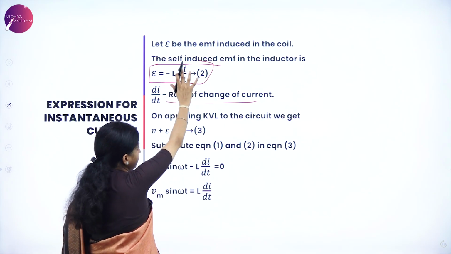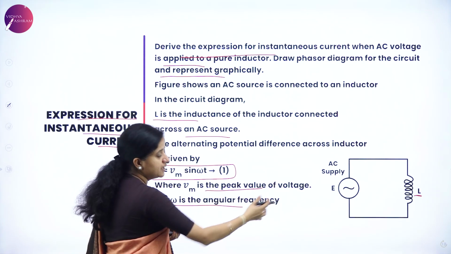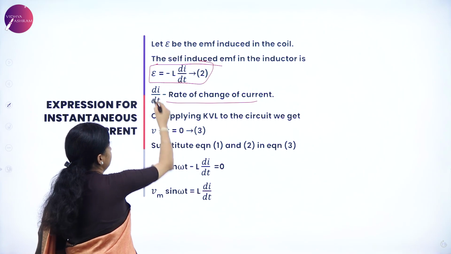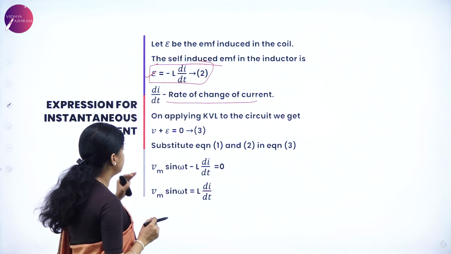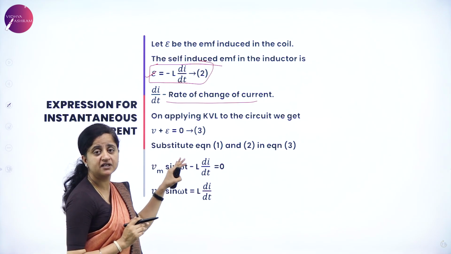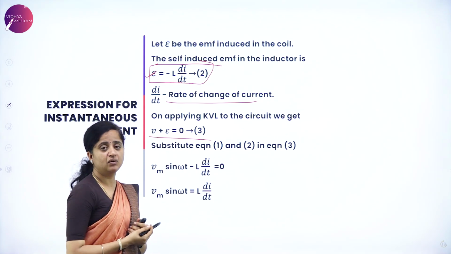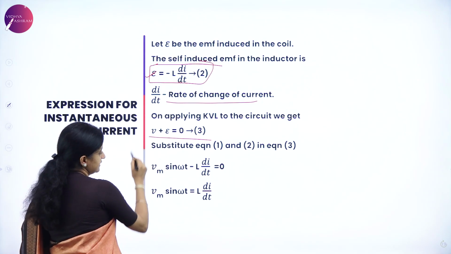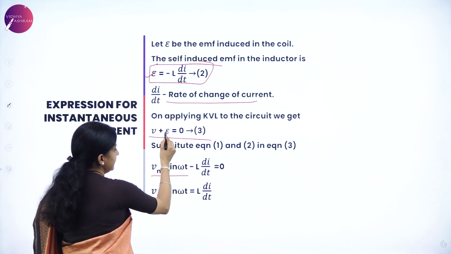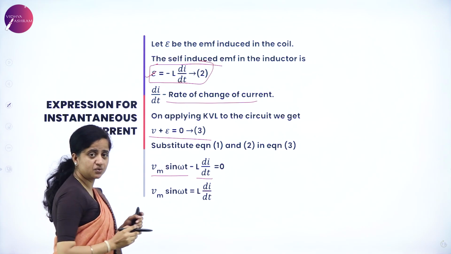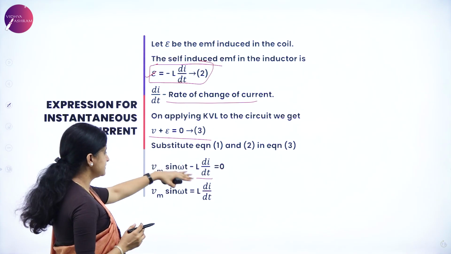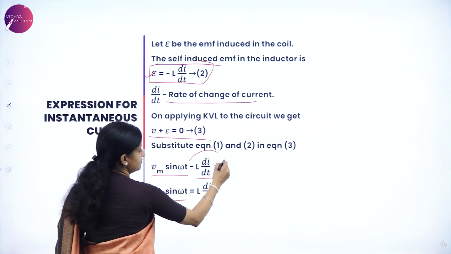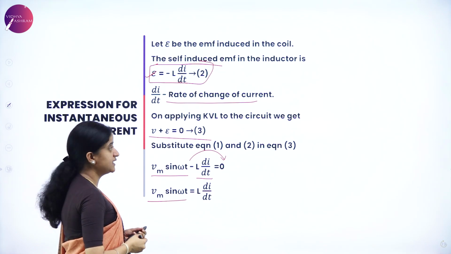So now I am applying KVL to the circuit. Since it is a closed loop, we can apply Kirchhoff's voltage law, where we have the term of voltage as well as the EMF. Kirchhoff's voltage law says that the sum of the potential and the EMF will always be equal to 0. So V plus E is equal to 0. That's my third equation. Now substituting the values of V and E, V is Vm sin omega t from equation 1, and E is minus L di by dt from equation 2, which is equal to 0. This can be written as Vm sin omega t is equal to plus L into di by dt. When this shifts to the other side, it becomes plus L into di by dt.